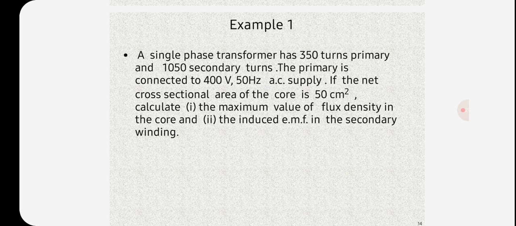A single phase transformer has 350 turns primary and 1050 turns in secondary. The primary is connected to 400 volts 50 Hz AC supply. If the net cross sectional area of the core is 50 centimeters square, calculate the maximum value of flux density in the core and the induced EMF in the secondary winding.